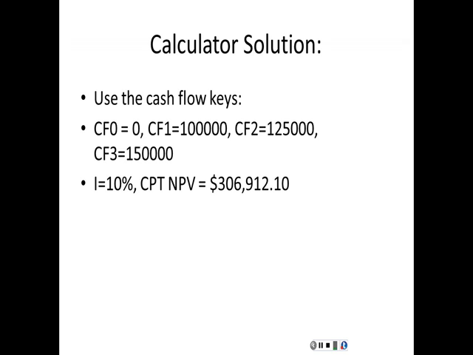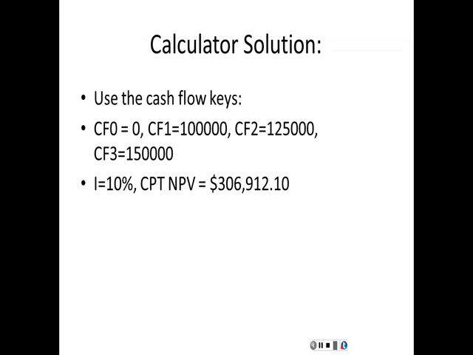Type in 100,000 and hit the enter key. Now hit down arrow again. Now I don't have this in the notes, but what you'll see is F01. That basically stands for frequency. So how many times in a row do we receive $100,000? Well, here is just 1. So hit down arrow again, because that's the default setting is 1.